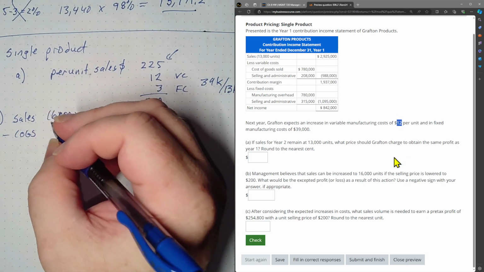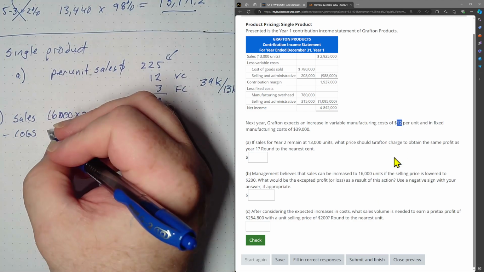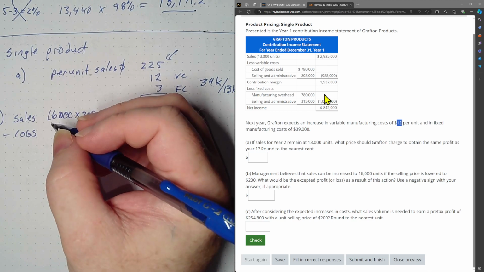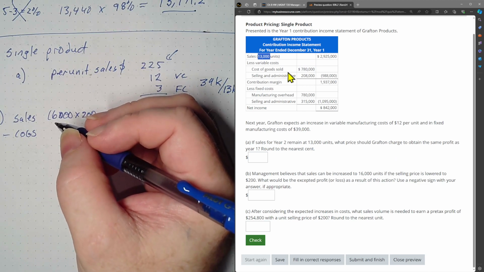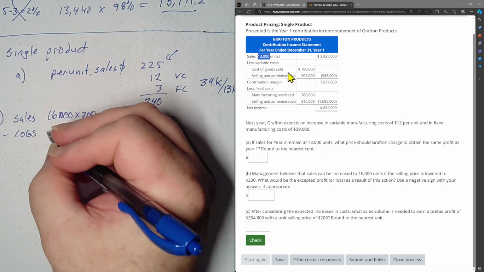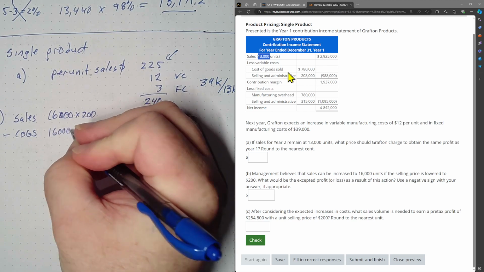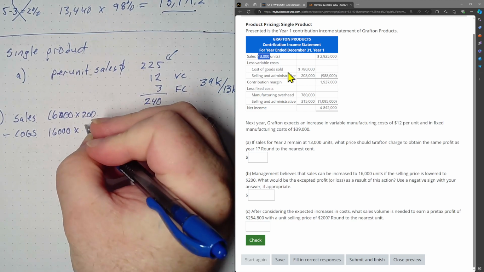So it was 60 and now it's going to be 72. So how did I get that 60? I took 780,000 divided by 13,000 units. That's the cost of goods per unit before we change things. And so now the new price is going to be 16,000 times 72.